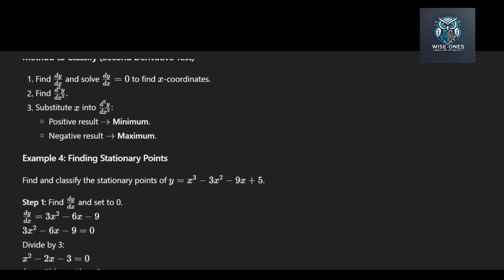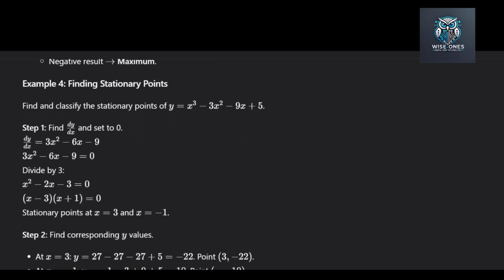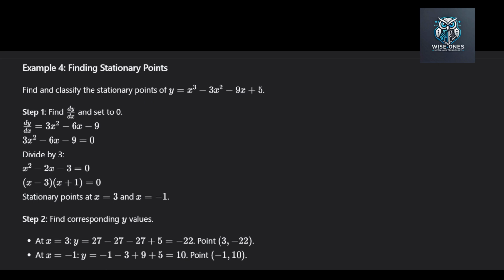Let us look at example 4. Finding stationary points. The question is, find and classify the stationary points of y equals x cubed minus 3x squared minus 9x plus 5. Step 1. Find dy/dx and set to 0.